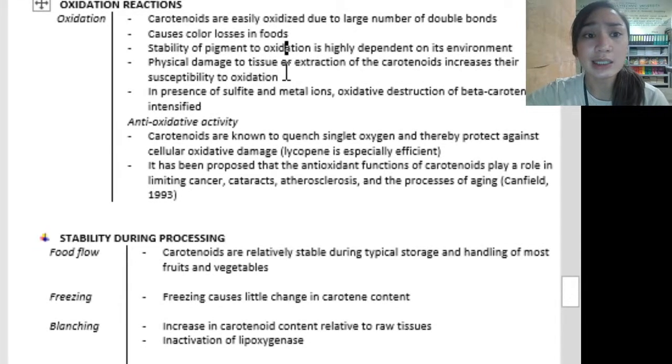Ang stability ng pigment due to oxidation is highly dependent to its environment. And physical damage to tissue or extraction of the carotenoids increases their susceptibility to oxidation. Ibig sabihin, pag nagkaroon ng physical damage or nagkaroon ng extraction, any exposure to oxygen, there may be a loss of color.